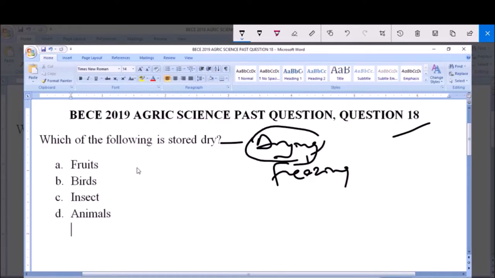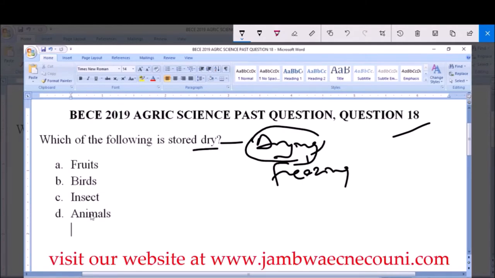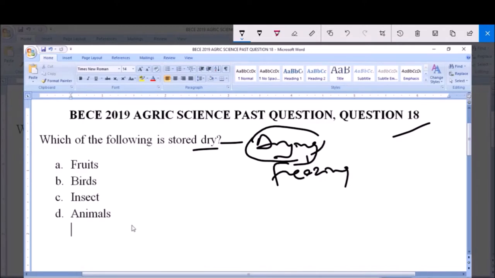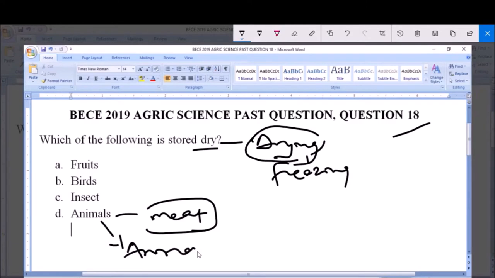And now the question says, which of the following is stored dry? A says fruits, B says birds, C says insects, and D says animals. Now this is a very technical question which we need to analyze properly for us to pick the right answer. Let's begin with D, animals. The meat gotten from animals can actually be stored by drying. But the question did not say meat. Instead, the question says animal. So we can't go for this option.